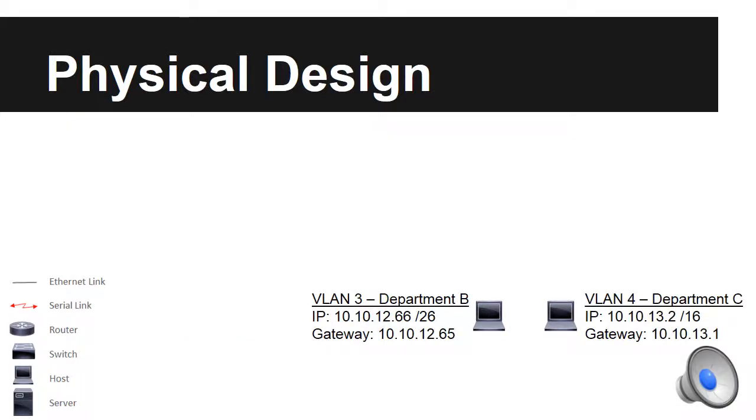These are the two VLANs located on switch 3. For the first one, we have VLAN 3. That's for Department B. Its IP range begins at 10.10.12.66/26. That's for the hosts. Those hosts are looking for the gateway at 10.10.12.65. The other VLAN, VLAN 4, for Department C. Its IP range begins at 10.10.13.2, and it's a /16 subnet, and those hosts are looking for a gateway at 10.10.13.1.